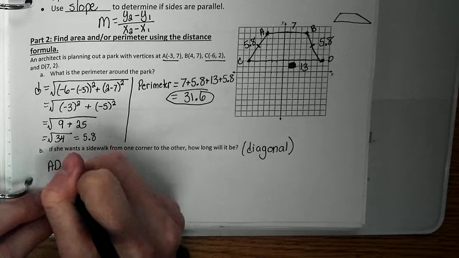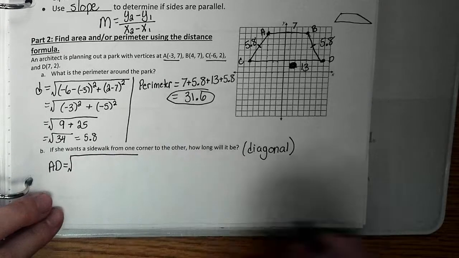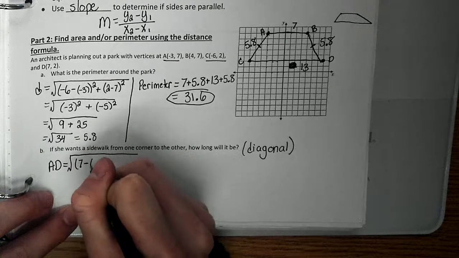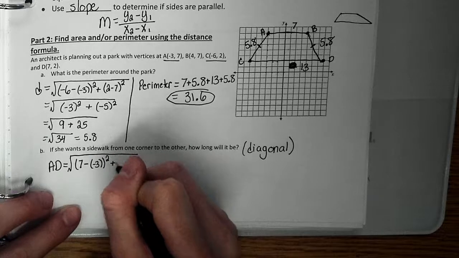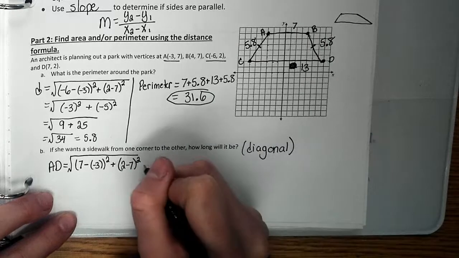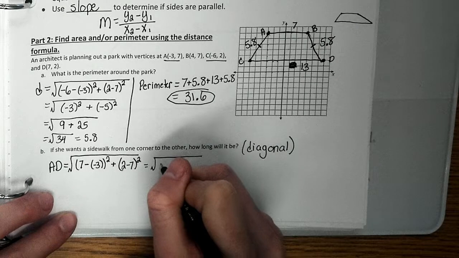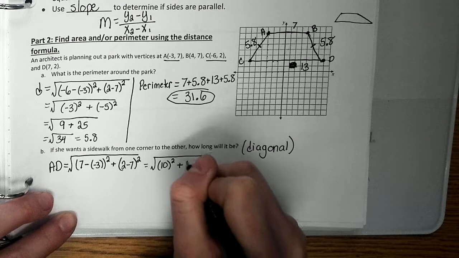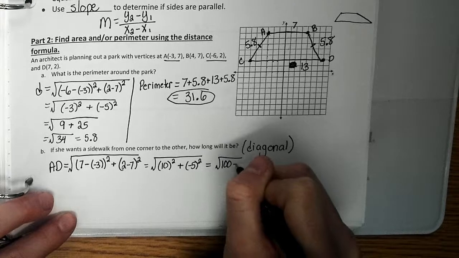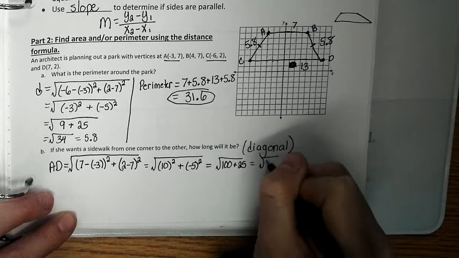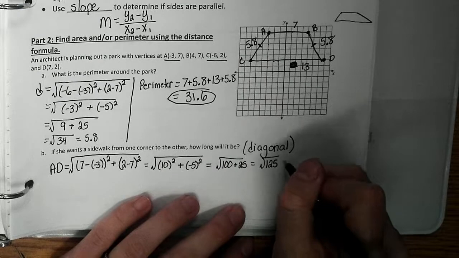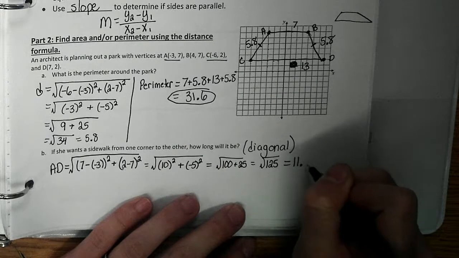So we do AD. I'm going to use the distance formula. Let's see. X is 7 minus -3 squared plus my y is 2 and 7, so 2 minus 7 squared. That gives me 10 squared plus -5 squared. Add, you get 125. Take the square root of that, and let's round to the 10th place, and you get 11.2.